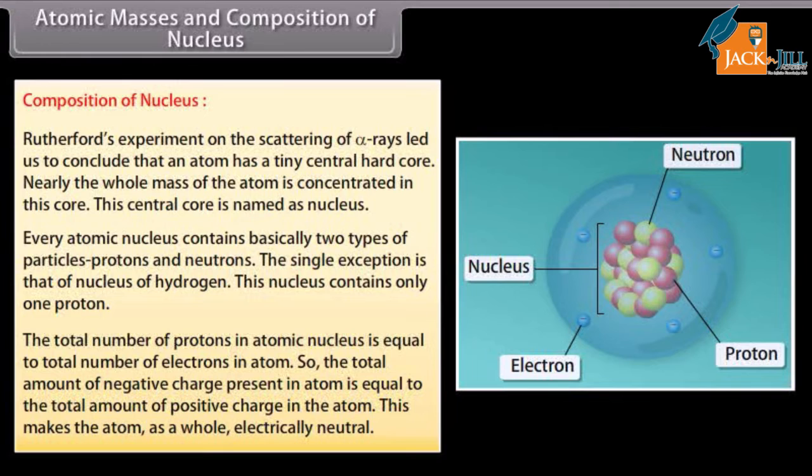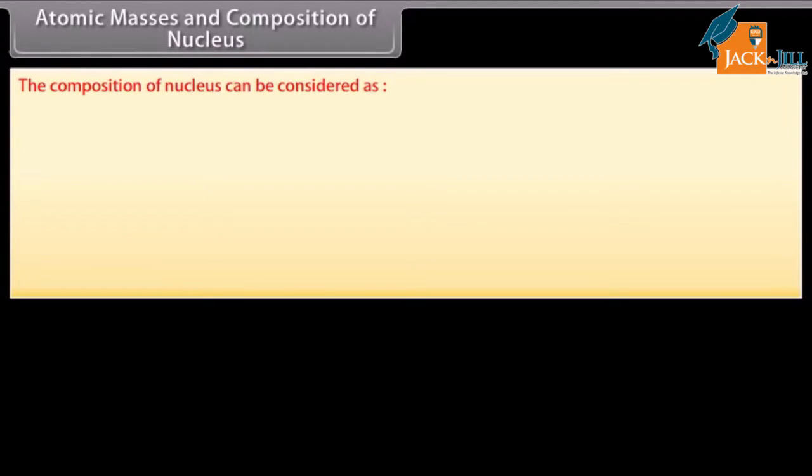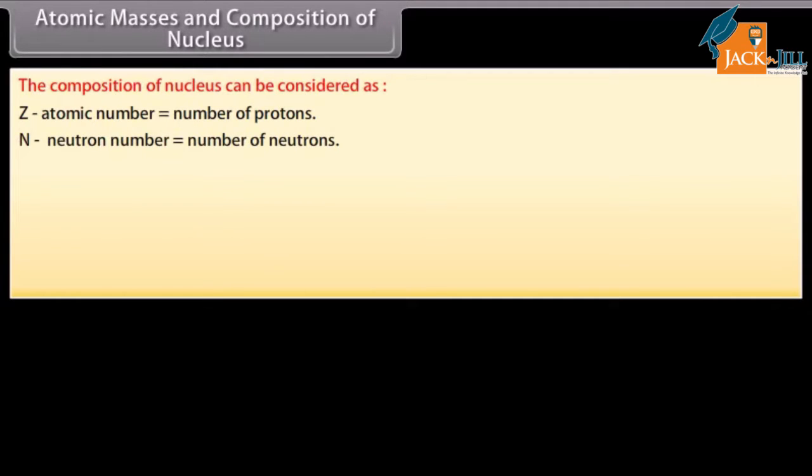The total number of protons in atomic nucleus is equal to total number of electrons in atom. So, the total amount of negative charge present in atom is equal to the total amount of positive charge in the atom. This makes the atom, as a whole, electrically neutral. The composition of nucleus can be considered as: let Z be atomic number, which is equal to number of protons. Let N be neutron number, which is equal to number of neutrons. Let A be mass number, which is equal to Z plus N, which is equal to total number of protons and neutrons.